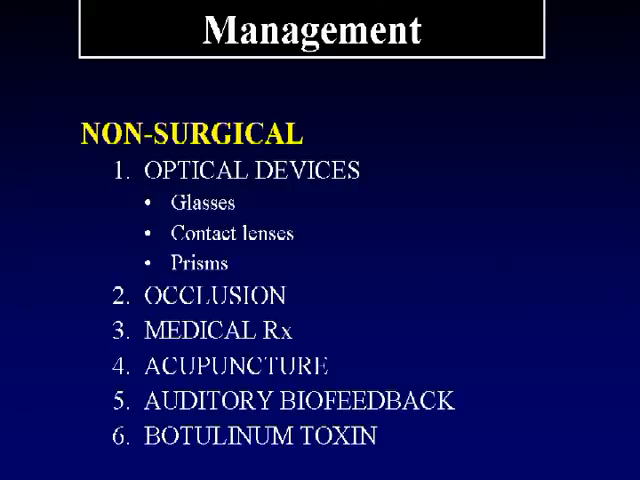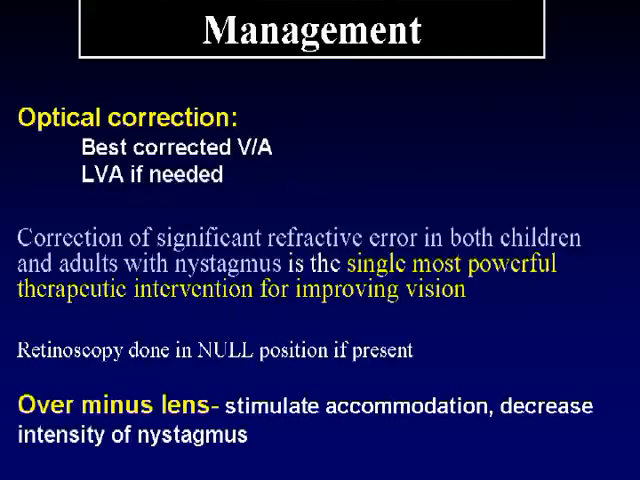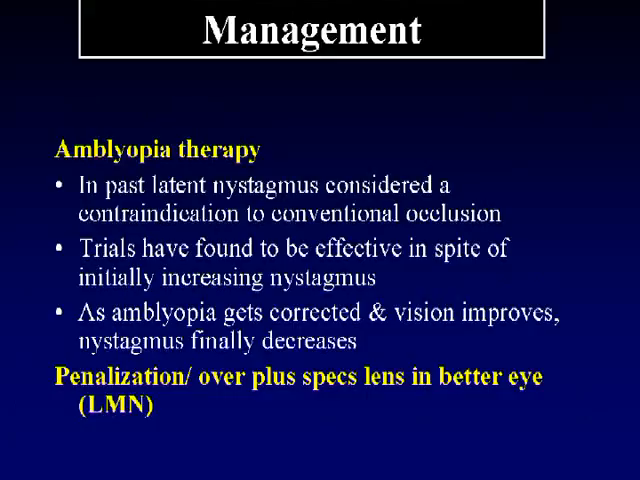Quickly run through major management, because the other things are equally, if not more, important: optical devices, occlusion, medical treatment, acupuncture, auditory biofeedback, botulinum toxin. The optical correction is most important because it's the single most important therapeutic intervention we can do in patients of nystagmus. The retinoscopy should be done in the null position if present, and over-minus lenses can be used to stimulate accommodation and decrease the intensity of the nystagmus. Amblyopia therapy is very important.